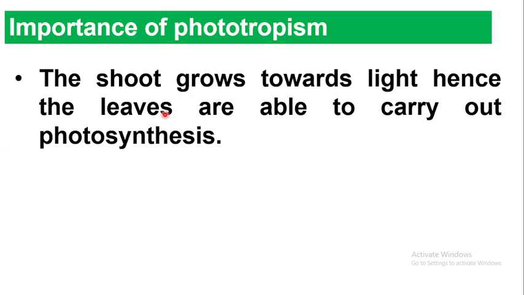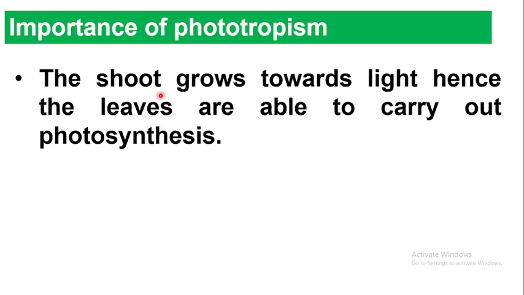In this case, the source of energy is sunlight. What the sunlight does is split water into oxygen and hydrogen ions in a process called photolysis. That means in the absence of light, the process of photosynthesis cannot occur. So one importance of phototropism is the fact that plants migrate or grow towards light, where they trap light to use it for making food, or for photosynthesis.